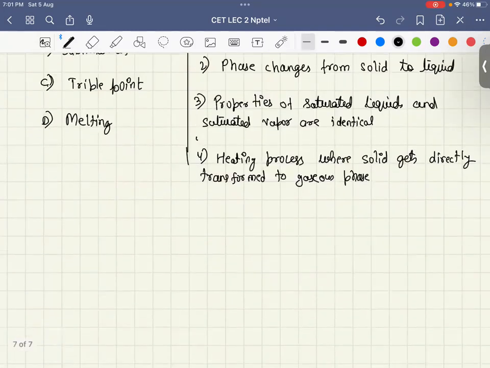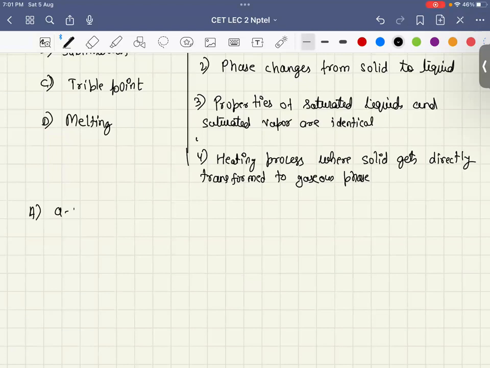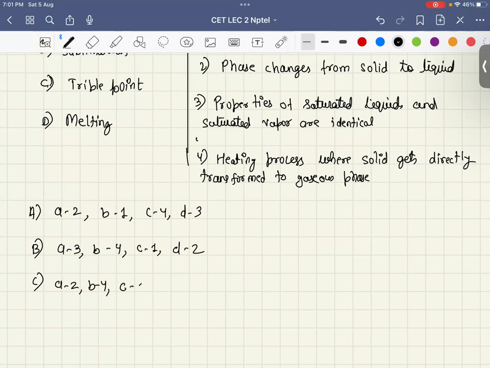The options for this are: option A is A2, C1, C4, D3. Option B is A3, C4, C1, D2. Option C is A2, C4, C1, D3. And option D is A3, B1, C4, and D2.